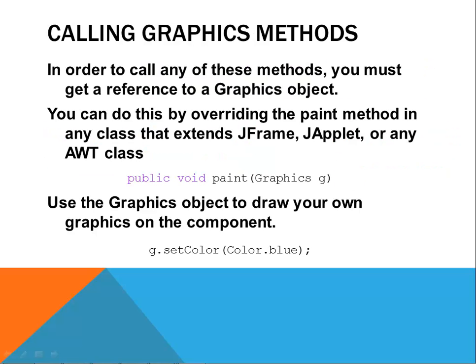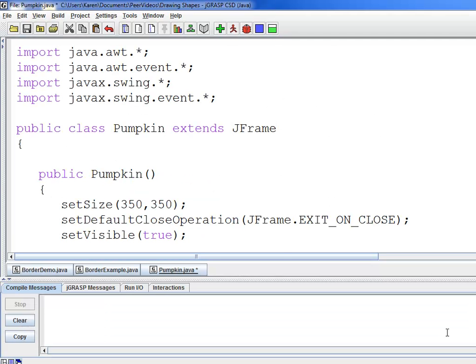In order to call any of these methods, you must get a reference to a Graphics object. You can do this by overriding the paint method in any class that extends JFrame, JApplet, or any AWT class. For example, public void paint(Graphics g). We can then use the Graphics object to draw your own graphics on the component. We could say g.setColor(Color.blue), for example. So let's look at an example where we draw some various shapes.